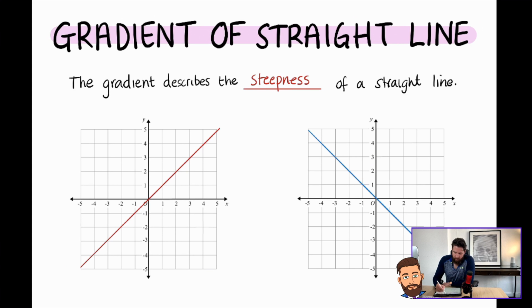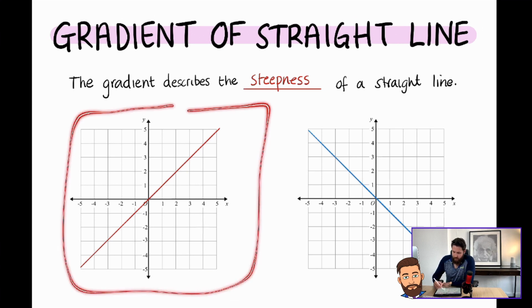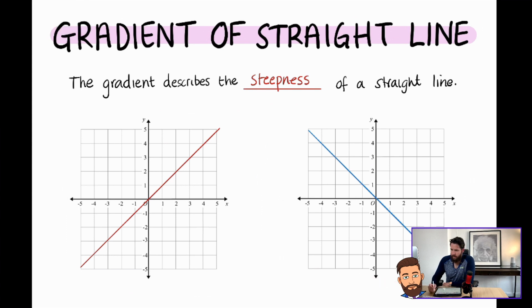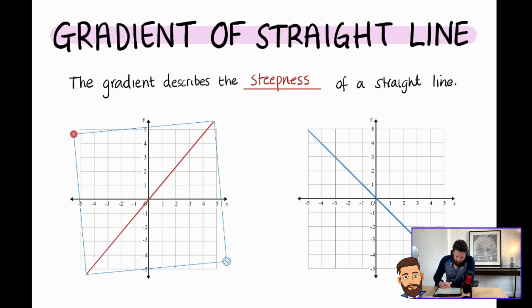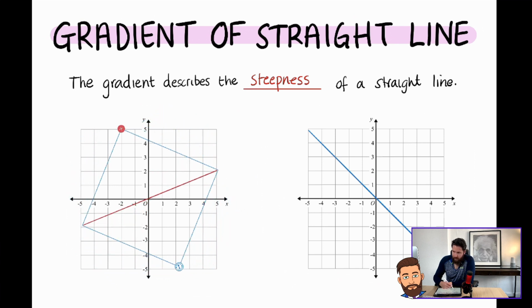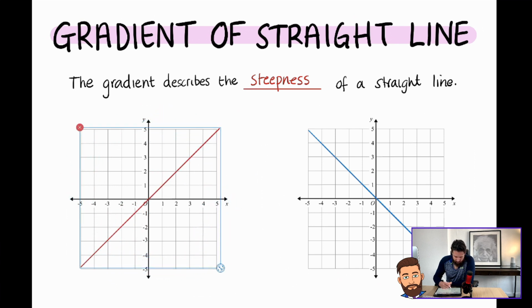So what that means is if we look at these two graphs here, we will be describing how steep the line is. If you can see the first line, the red one, currently it has a steepness that looks like that, but if I change that steepness by rotating it, we can see it gets steeper or more shallow.